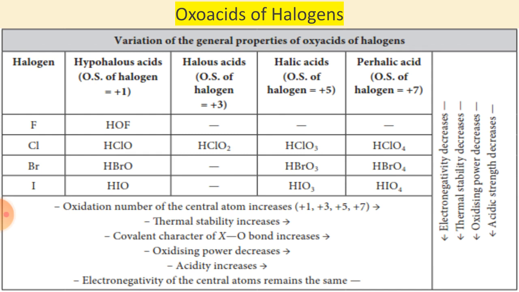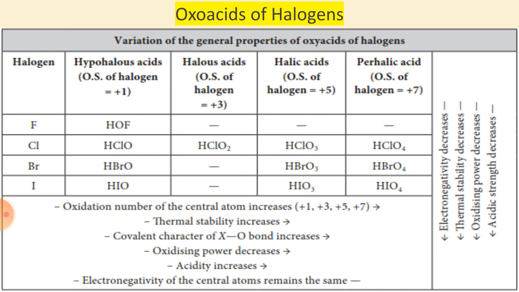Then about the acidity character, this also increases from HClO to HClO2, HClO2 to HClO3, HClO3 to HClO4. That is the acidic nature increases from halous acid to halic acid and then perhalic acid. So that means the more the positive charge on central atom, the more will be the acidic character. This can also be understood by the more oxygen atoms attached with the central atom, the more will be the acidic property. Now about the electronegativity of central atom.